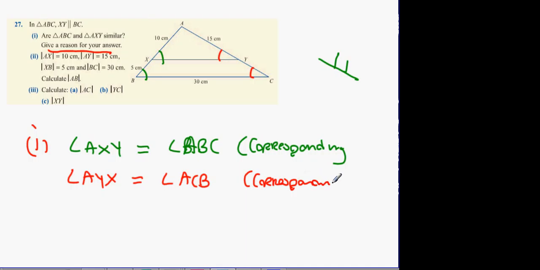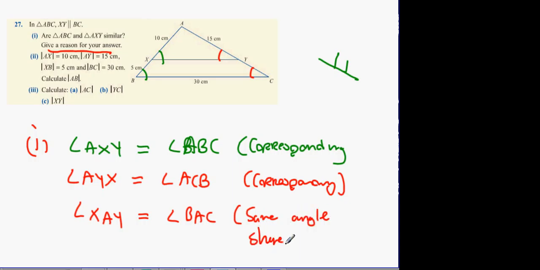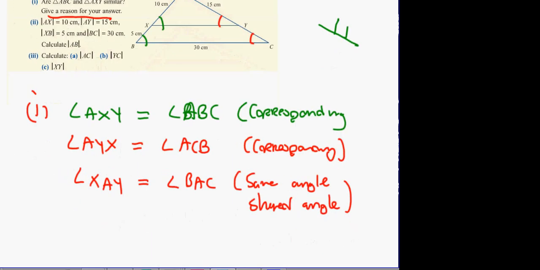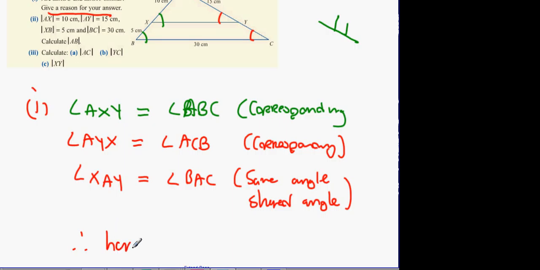And what you can finally say is, you can do the next part two ways. You can say angle XAY equals angle BAC. It's the same angle, isn't it? It's a shared angle. Same angle or shared angle. And then finally, hence triangles are similar. That's really easy now, isn't it, to prove that they're similar.